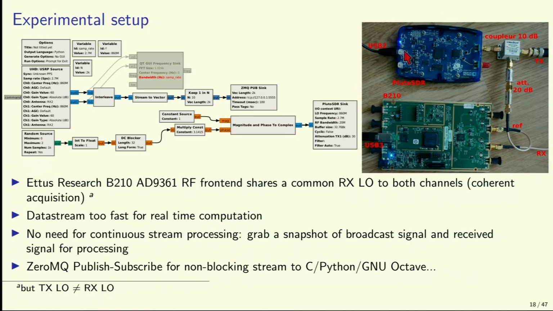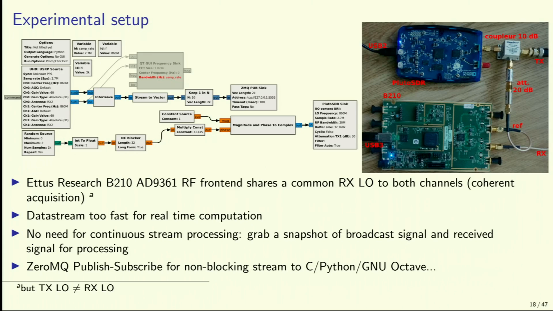So this is your emitter. And what you need is to remember what you broadcast. So you take a coupler, you take a tiny fraction of the energy, and you feed it to the reference channel of a B210 SDR. And the second input of a B210 SDR is connected to the antenna. And these two will be the inputs of a correlation.